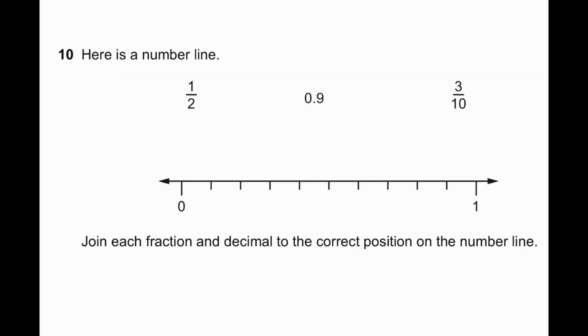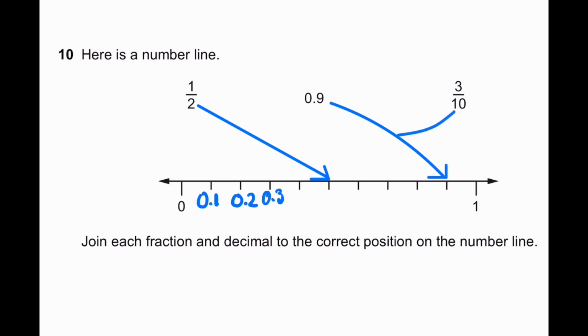Question 10. Here is a number line. Join each fraction and decimal to the correct position on the number line. Each of it is 0.1, 0.2, 0.3, and so on. 1 by 2 is 0.5, so we'll draw the arrow to the middle marking. 0.9 is just before 1, so we'll draw the line there. 3 by 10 is 0.3, so we'll draw the line there.